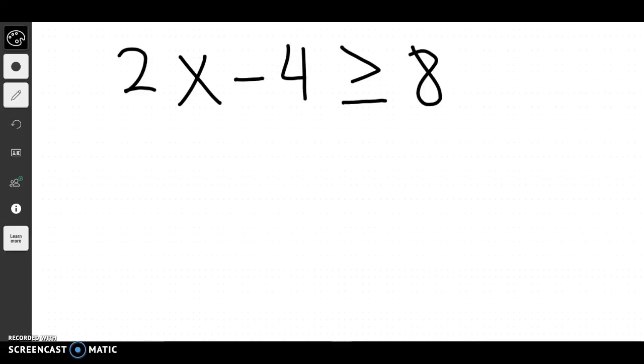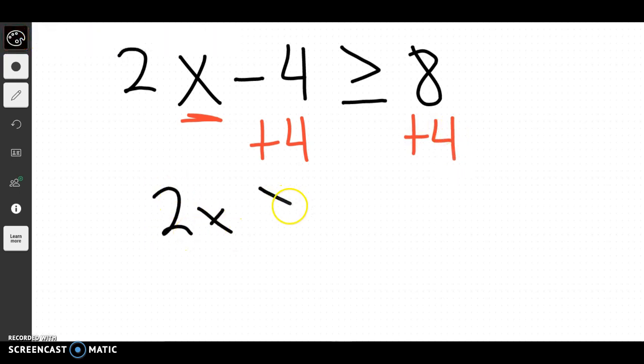Okay, so today we're going to learn how to solve two-step inequalities. And the nice part about two-step inequalities is they're very similar to equations that we did in the last chapter. The only difference is that we're going to have to show our answer in a slightly different way. So let's take this one. Again, when you're trying to solve these things, you want to get x by itself. So we would add 4 to each side, and we would get 2x is greater than or equal to 12.